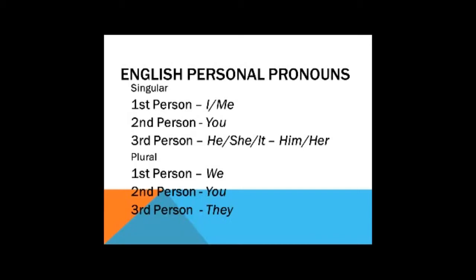And then the third person plural, you're talking about more than one person or more than one thing, so they or them if it's the object in the sentence, which I probably should have typed in there.